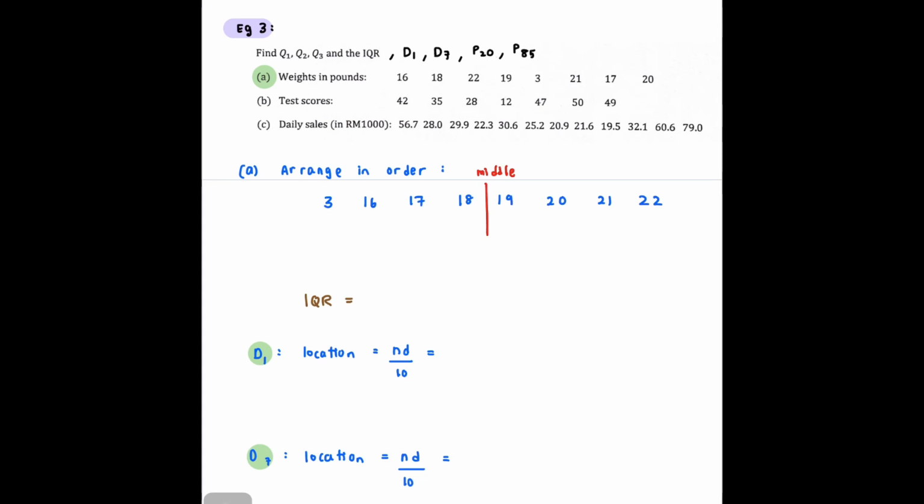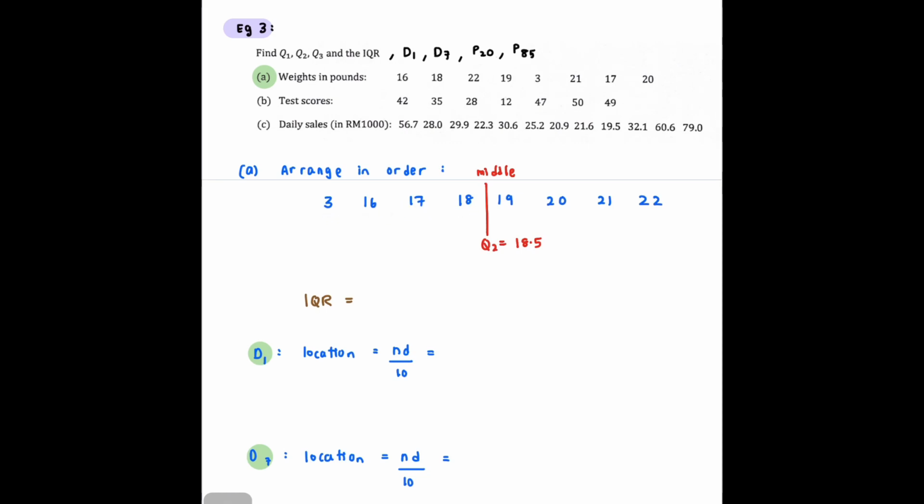So the middle value is actually your quartile number 2. So how to find quartile 2? What is the middle value between 18 and 19? You have 18.5. So that is your quartile number 2, 18.5. How to find quartile 1? From the first half of your raw data, divide again by 2 equal parts. So you have 4 data here.